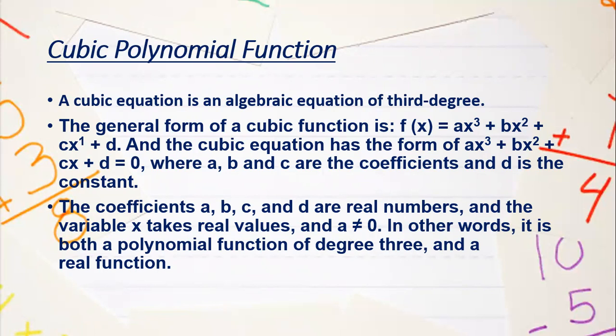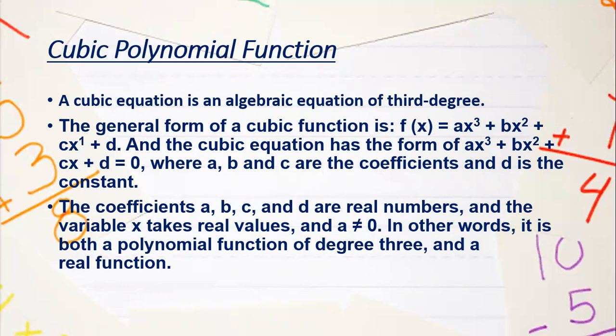A cubic equation is an algebraic equation of third degree. So the general form of a cubic function is f of x equals ax cubed plus bx squared plus cx plus d, and the cubic equation has the form ax cubed plus bx squared plus cx plus d equals 0, where a, b, and c are the coefficients, and d is the constant.